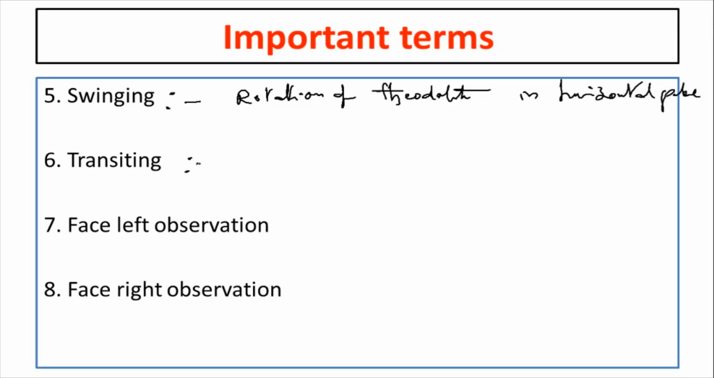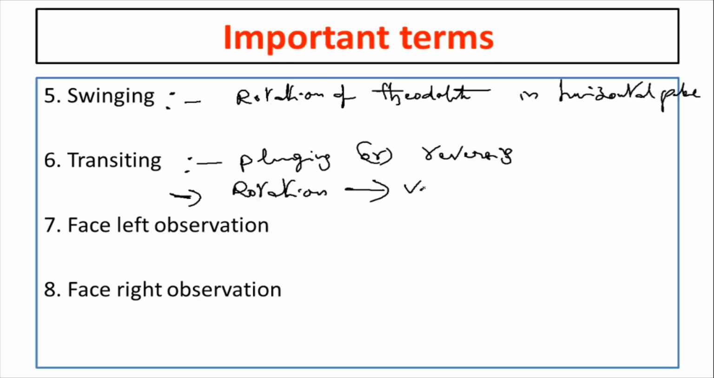Then next one is transiting. This transiting is also called plunging or reversing. Very, very important question again. Transiting is the rotation of the theodolite in the vertical plane through 180 degrees. So if you rotate the telescope about 180 degrees in the vertical plane, the eyepiece and object piece exchange their positions. The eyepiece comes into the position of the object piece, and the object piece goes into the position of the eyepiece.